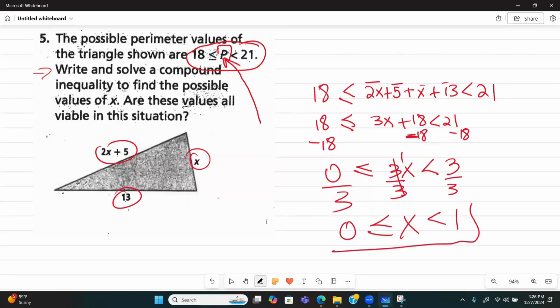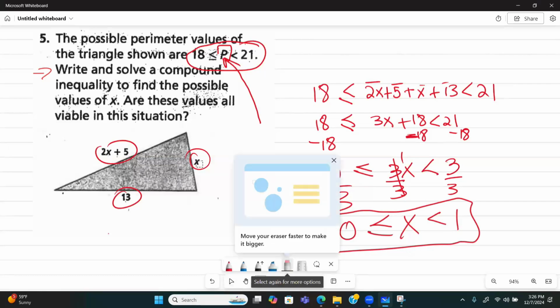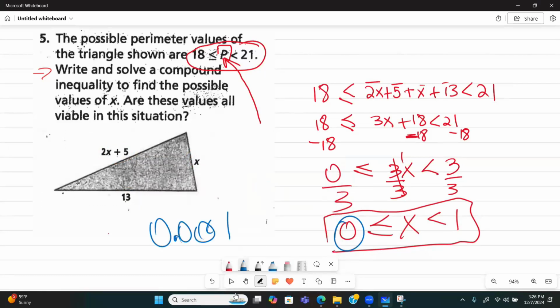So these are the range of numbers that we have to use, right? Are these values viable in this situation? In other words, can we have these as sides, because one of the sides is x, as you can see here. The issue is 0. I can't have a side that is 0. That means the triangle wouldn't exist. But let us check though. Let us check if we could make a triangle from this.